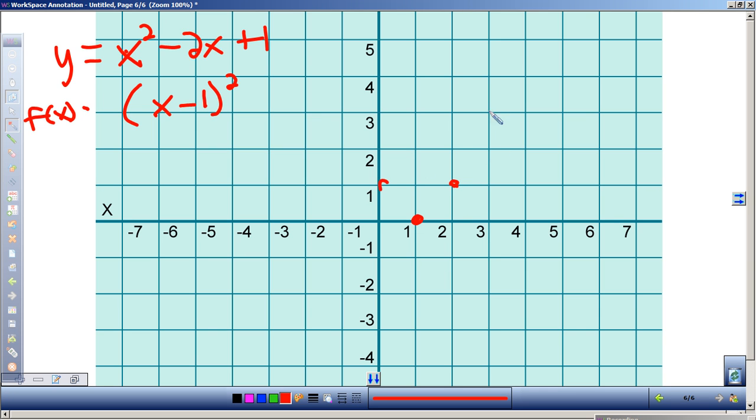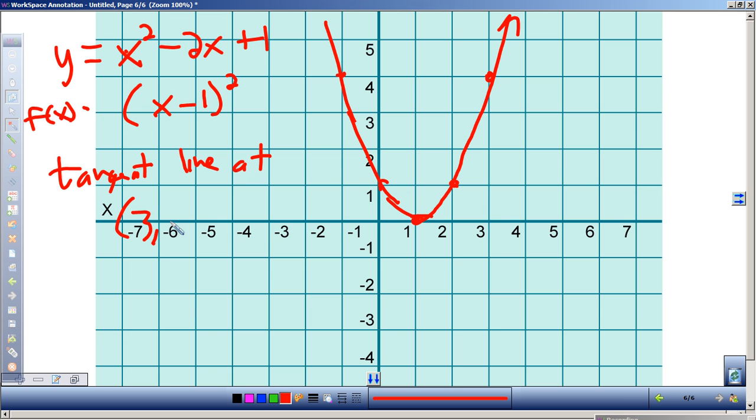So I know it's going to look something like this. And let's see, 1, 2, 4. So I know this is my graph. And I want the tangent line, so tangent line at, let's say, (3, 4). So I want the equation of the tangent line at (3, 4). So what are the two things we need? We need our slope, and we need our y-intercept.